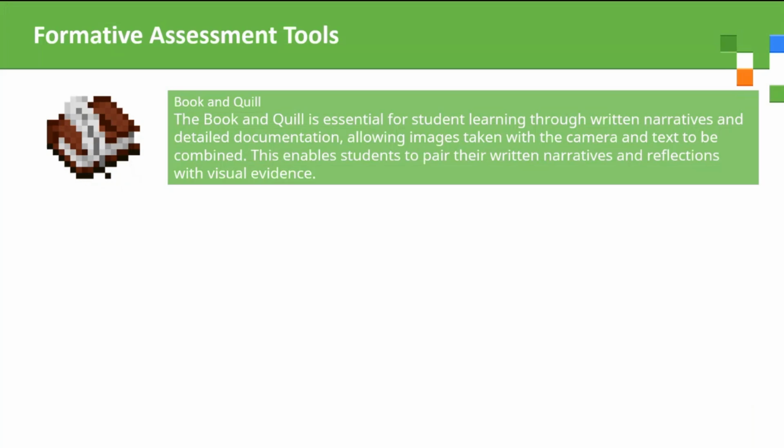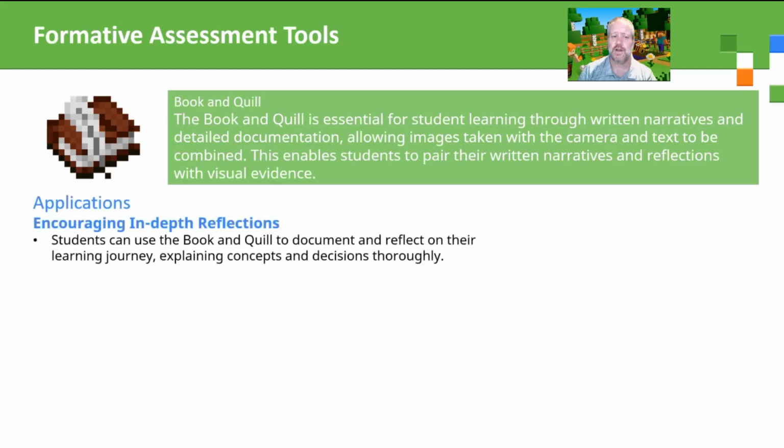Okay, so now I'm going to introduce you to the book and quill. This allows you to write more text. As we saw just then, you can take a photo and you can caption it, but with the book and quill, you can actually have photos and text next to each other. So you can write a narrative or an explanation or questions that you might have. Really powerful little tool. So I'm going to show you that next.